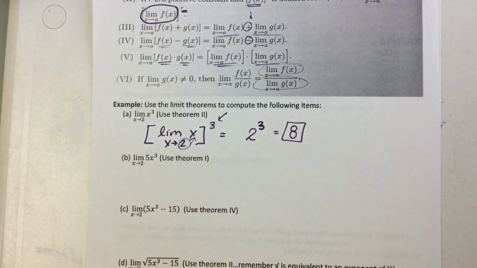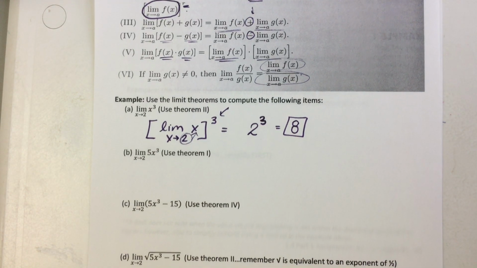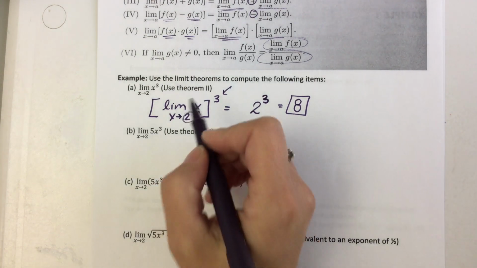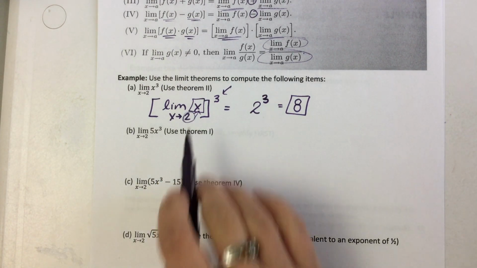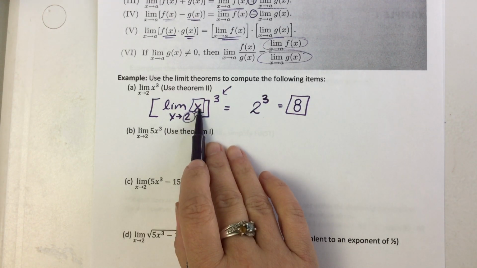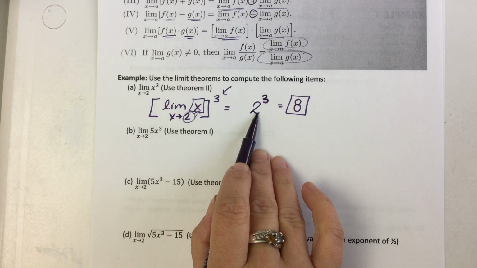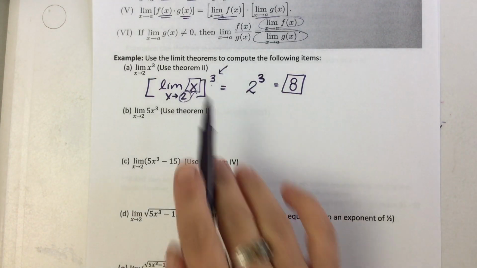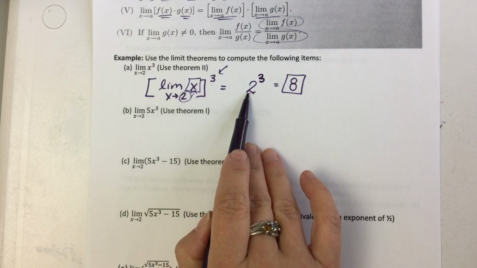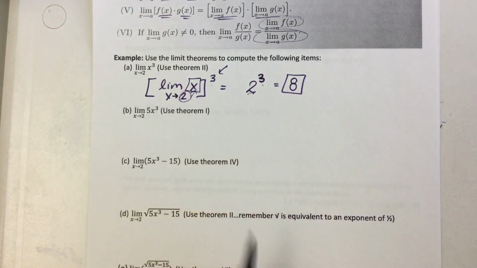2 cubed is 8. As you're calculating limits, you take whatever the function is, in this case an x, and replace it with the value you're approaching. That's how I got the 2. Theorem 2 says you don't have to worry about the exponent till the end. So now that I have the 2, I can take it to the power of 3 and get an 8.